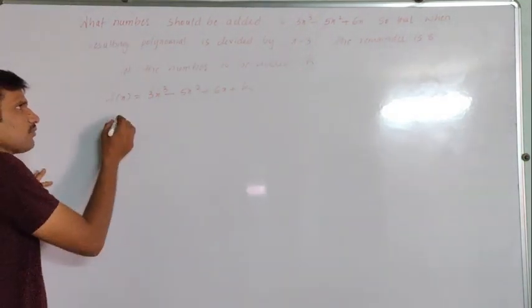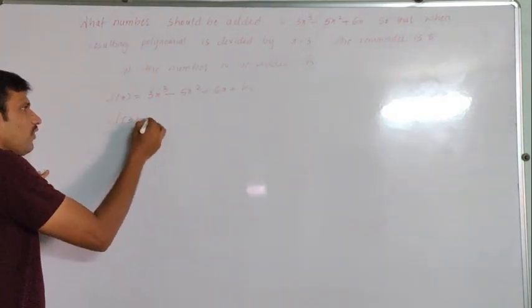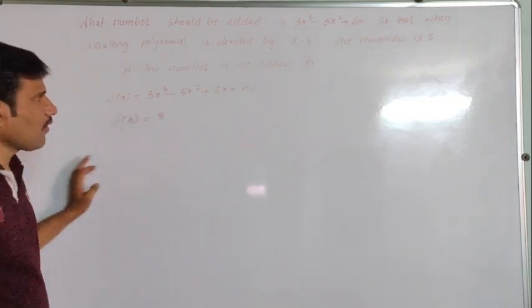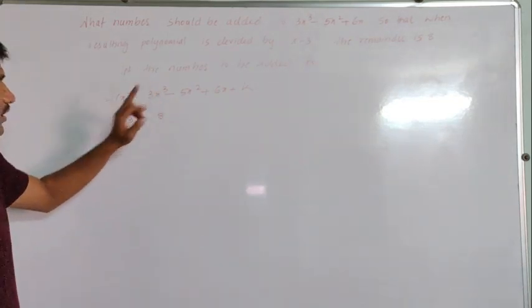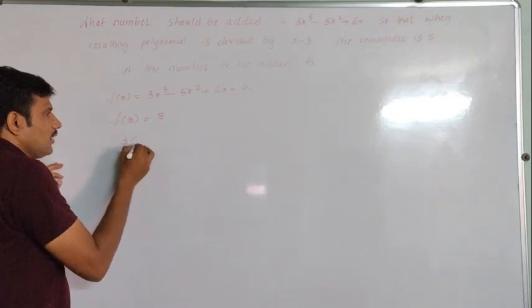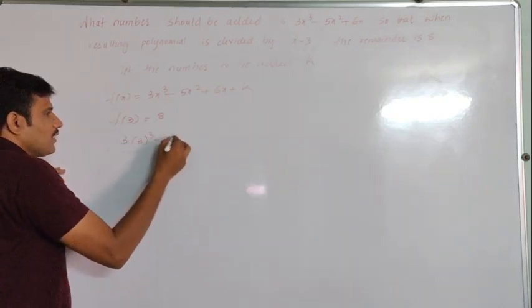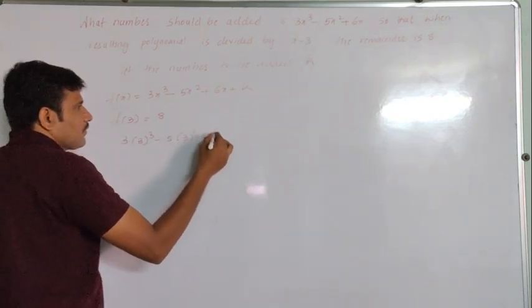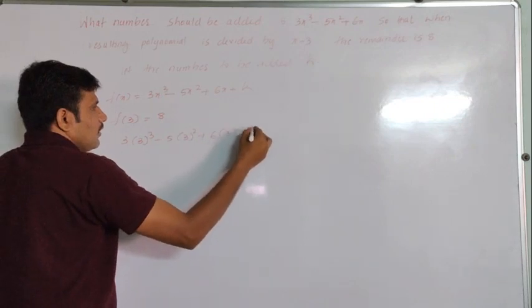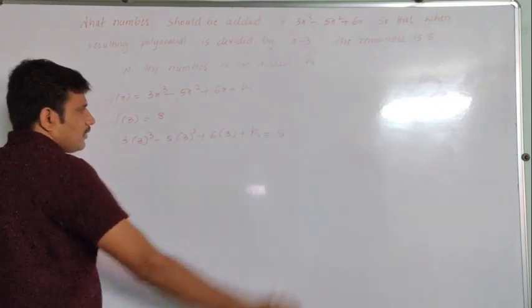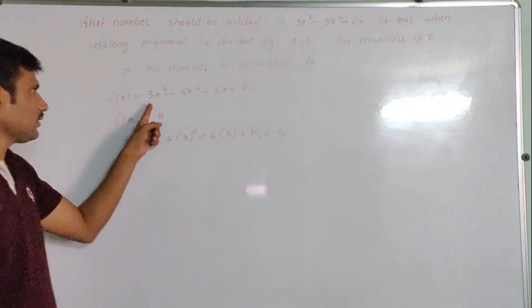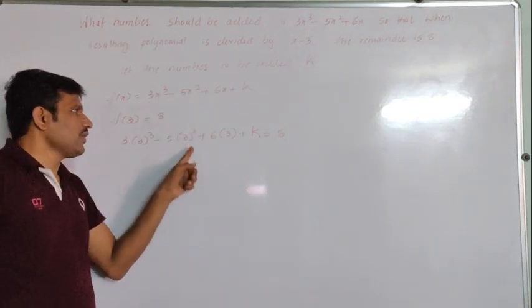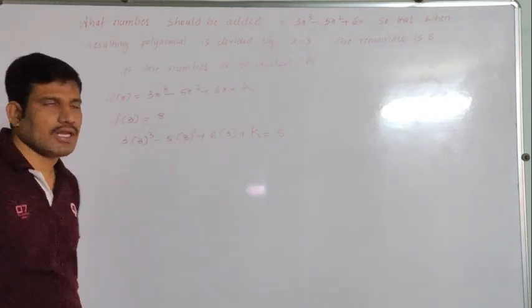When it is divided by x minus 3, the remainder is 8. When it is divided by x minus 3 means what? That f of 3 will be 8. Put x is equal to 3. Now 3 into 3 cube minus 5 into 3 square plus 6 into 3 plus k is equal to 8.